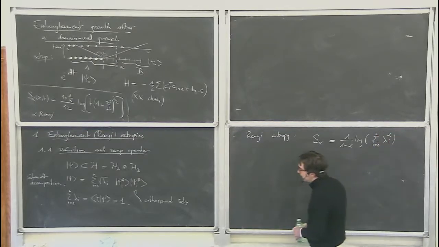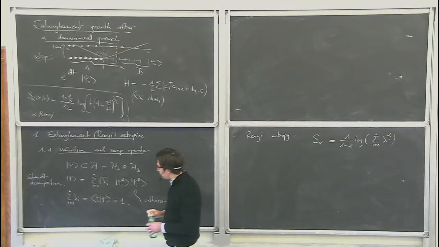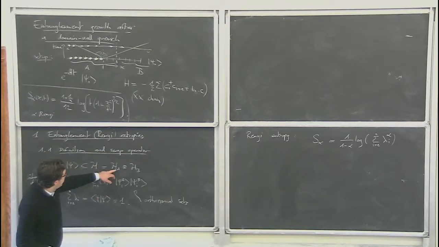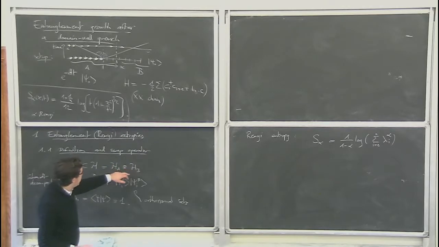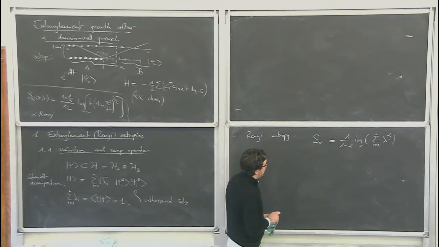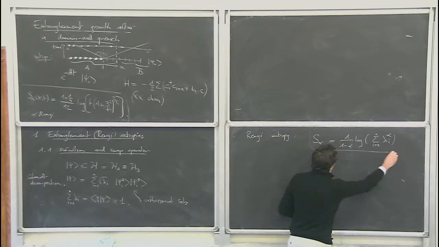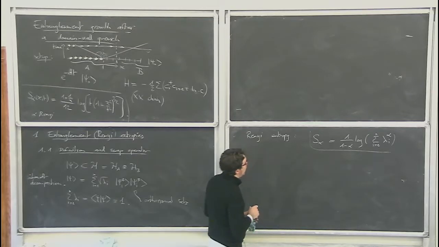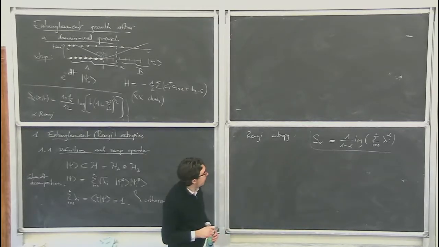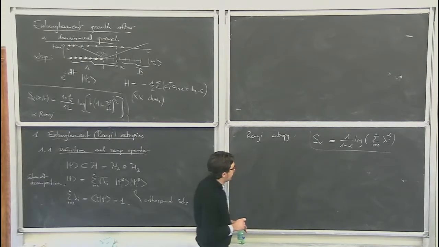sum over I. This n typically can be very large. It can be as large as the Hilbert space dimension of A and B. Okay, so that's the definition. If you take alpha to 1, it gives the standard entropy, von Neumann entropy.